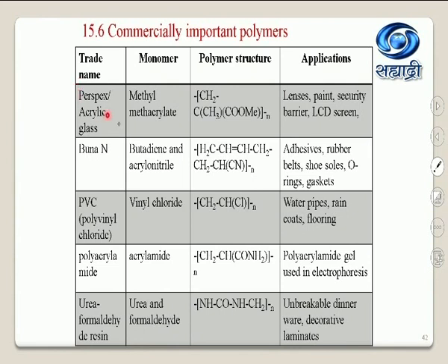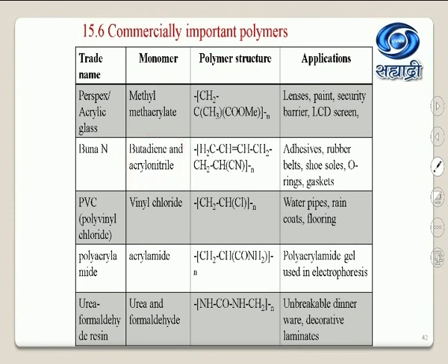First is Perspex, also known as acrylic glass, and the monomer for this polymer is methyl methacrylate, whose structure is like this, and the application of this polymer is that it is used in lenses, paint, security barriers and in LCD screens. The second commercially important polymer given here is Buna-N, which is obtained from the monomers butadiene and acrylonitrile.